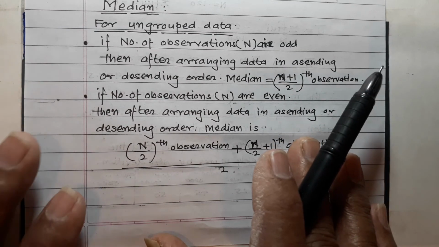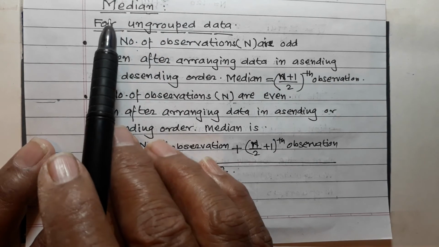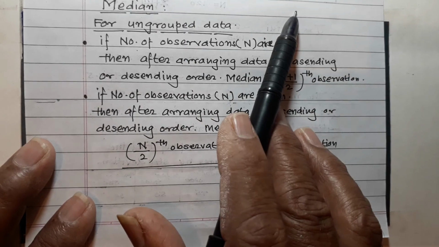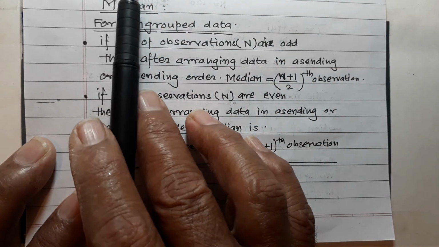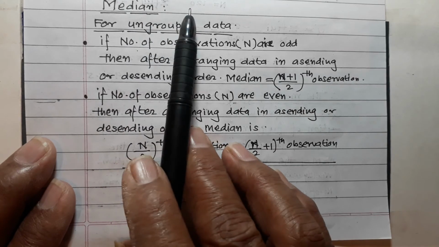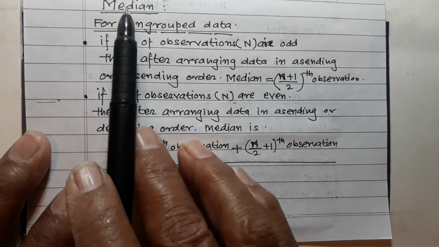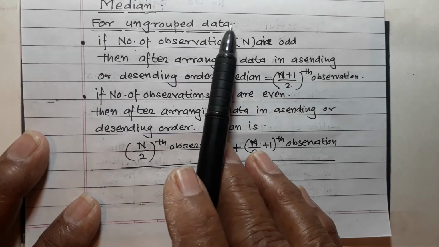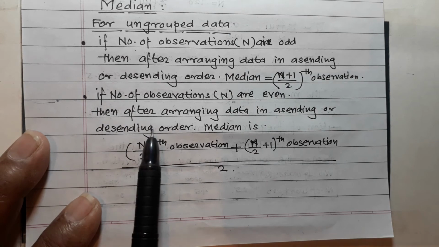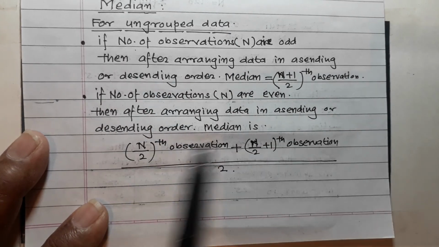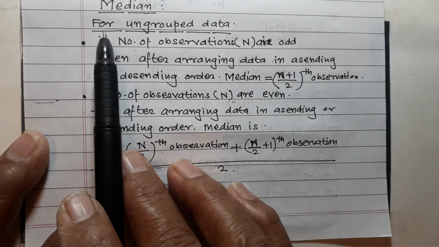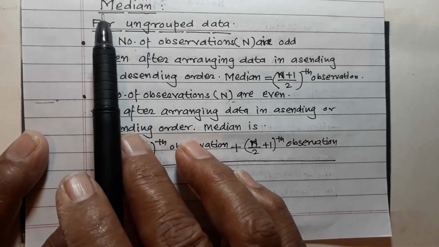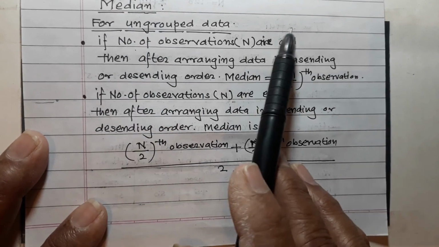Then try to understand a new topic, that is median. Median is also a central tendency. Mean is also a central tendency, and median is also a central tendency. It is a different method for ungrouped data. Now this you have learned in 9th standard, so try to understand this. For ungrouped data, if groups are not there, then how do you find the median? It is a very easy thing.